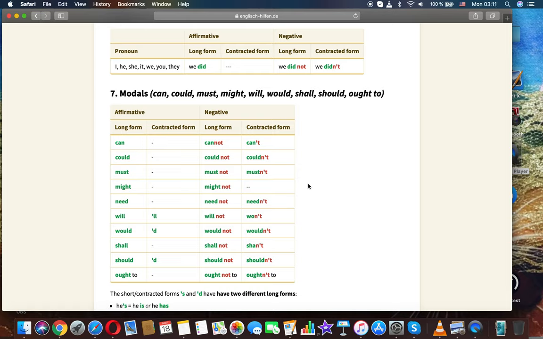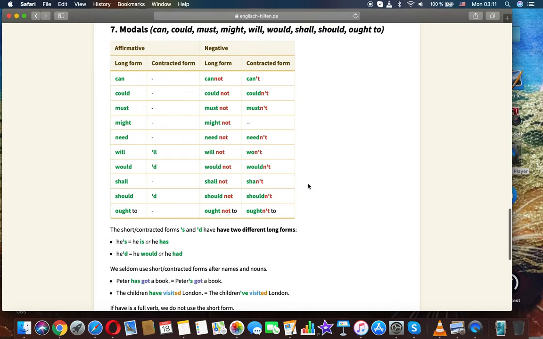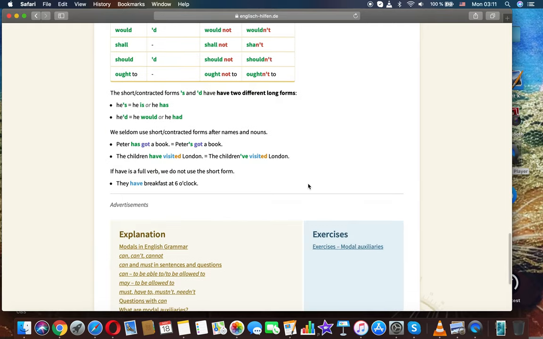Modals: can, could, must, might, will, would, shall, should, ought to. Affirmative and negative, long form, contracted form. Can, can't, could, couldn't, must, mustn't, might not, need, needn't, will not, would, wouldn't, shall not, should, shouldn't, ought not to. The short contracted forms 's and 'd have two different long forms.